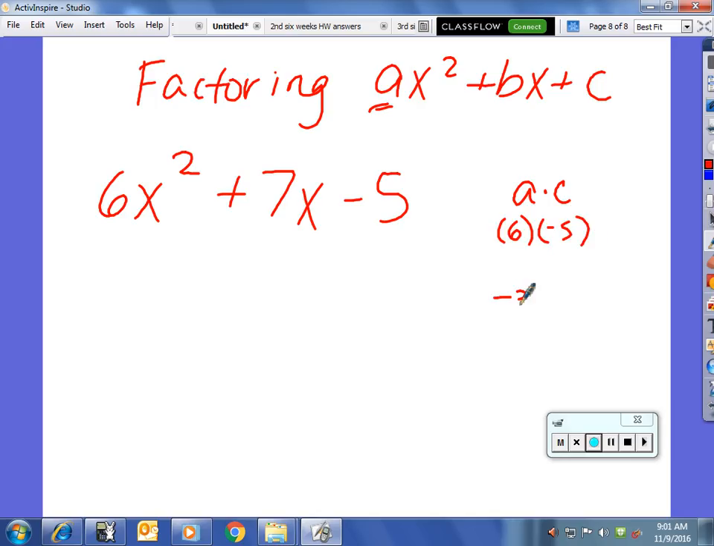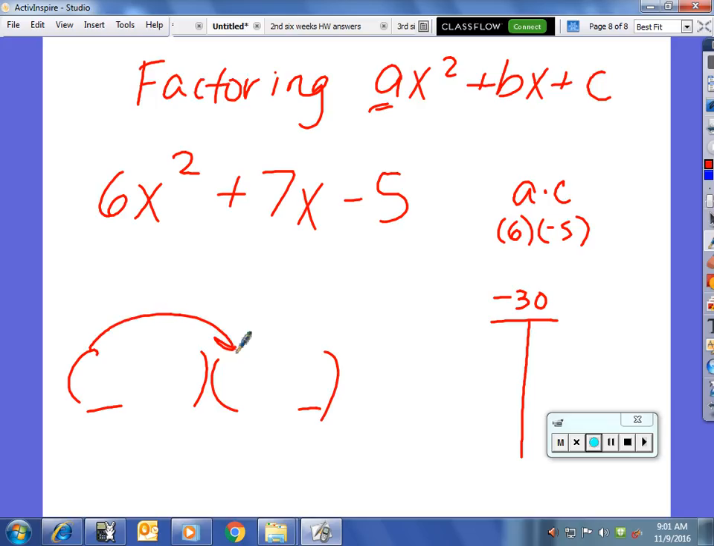So we're really looking for pairs of factors for negative 30, not just for negative 5 anymore, because that number in front of x squared makes this a little bit different. Because think about when you multiply two binomials, the last term always comes from the first and the last getting multiplied. So you've got to multiply the first and the last here.